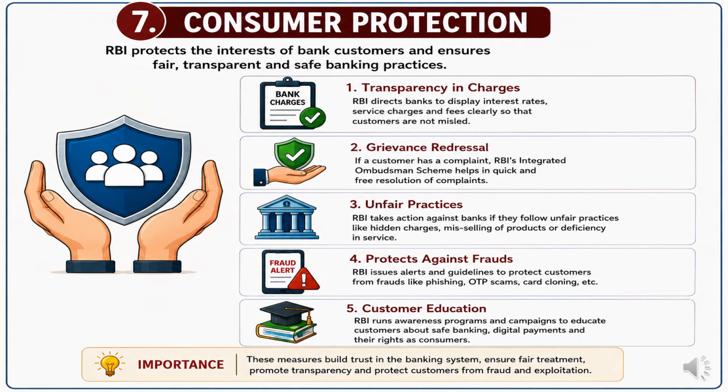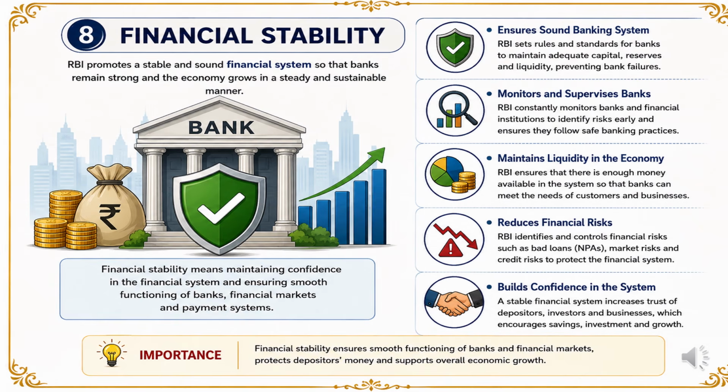The main purpose of consumer protection is to build trust in the banking system, ensure fair treatment, and protect customers from fraud and exploitation. The eighth important function of RBI is financial stability. Financial stability means maintaining a strong and stable financial system where banks, financial markets, and payment systems function smoothly.